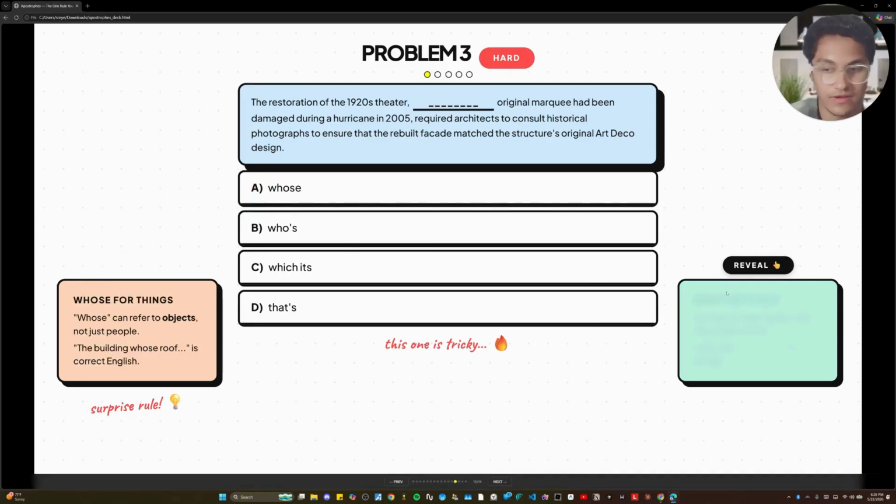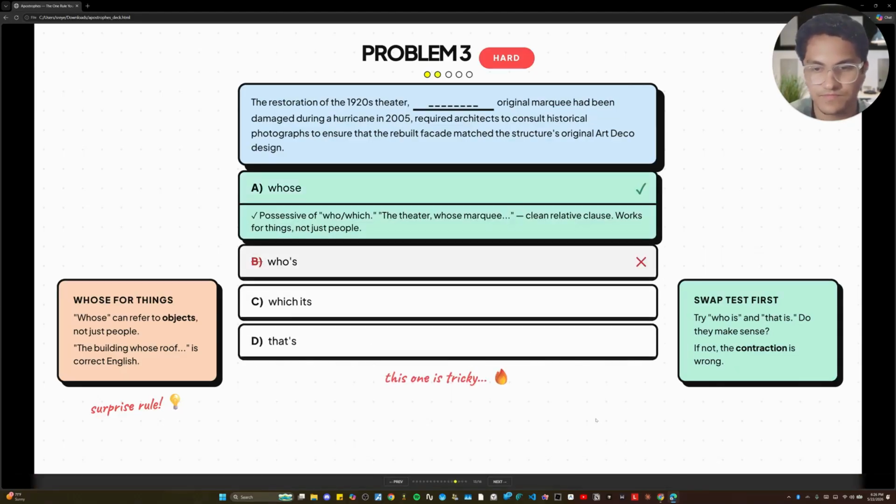So whose, by the way, can also refer to objects. It's not limited to people. Same with the their and its. I feel like when people tend to think of it, they want to refer to an object, but there's many cases when you tend to refer to more tangible human things as well.